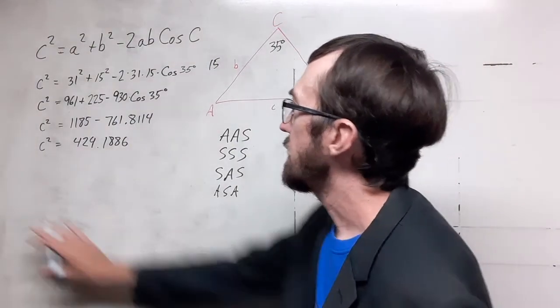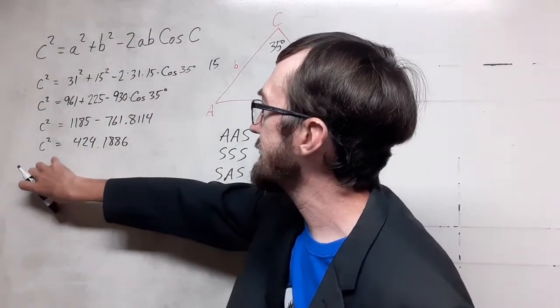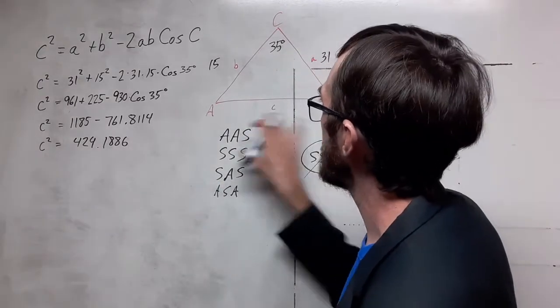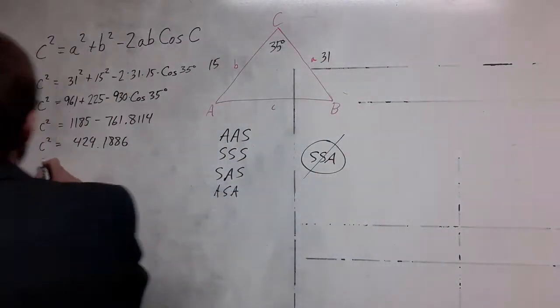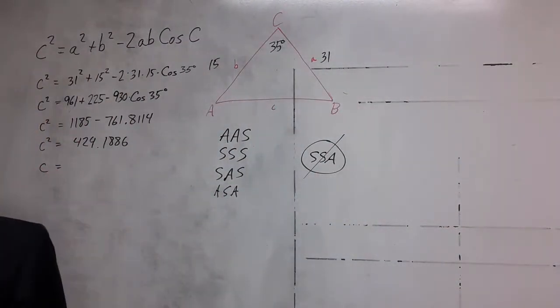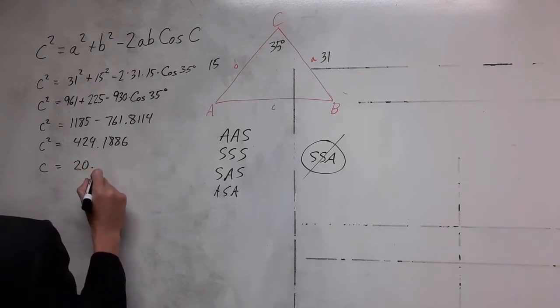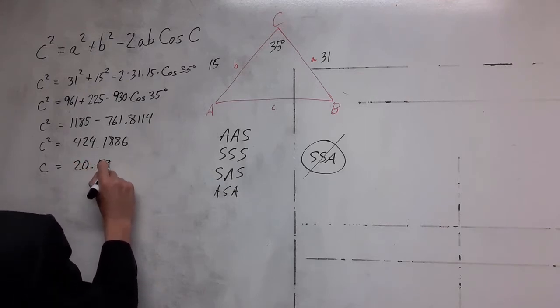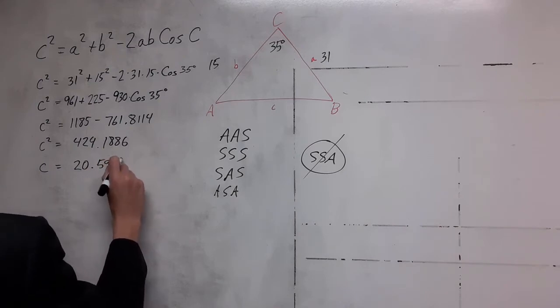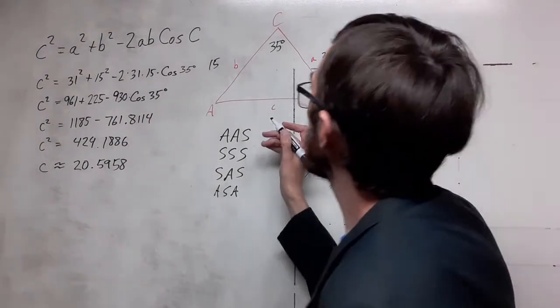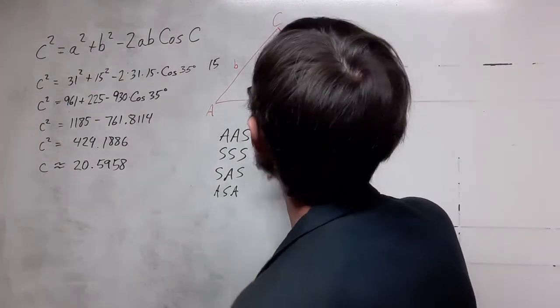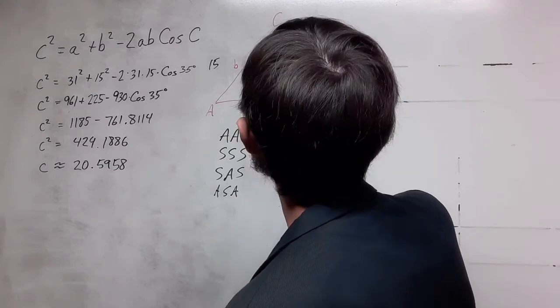Now we're not quite done. Notice that this is squared, so to get the c value that we're looking for, this length here, we need to take the square root of this term. So taking the square root of both sides leaves us that c is approximately equal to 20.5958. All right, so we get that the value here should be approximately, say, 20.6.